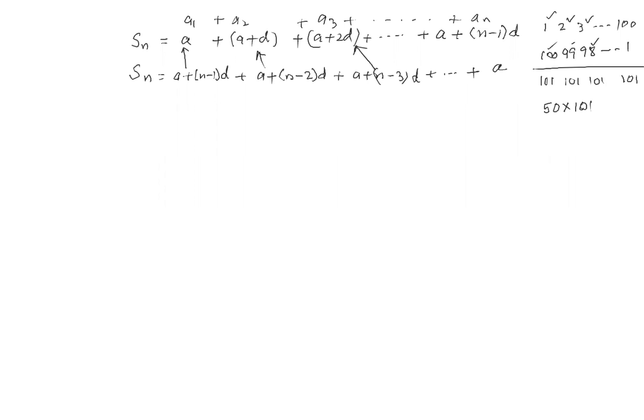Which is, by the way, 5050. So 50 times 101 is 5050. Sorry, what did I do? Okay, it's right. So there are two of them. If you add this up, you're going to get 100 of them, but then you have to divide by 2. 100 divided by 2 is 50. 50 times 101 is 5050.